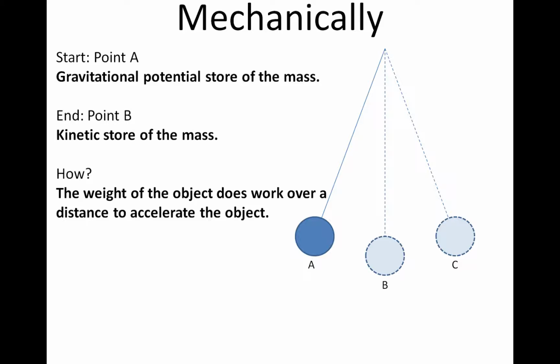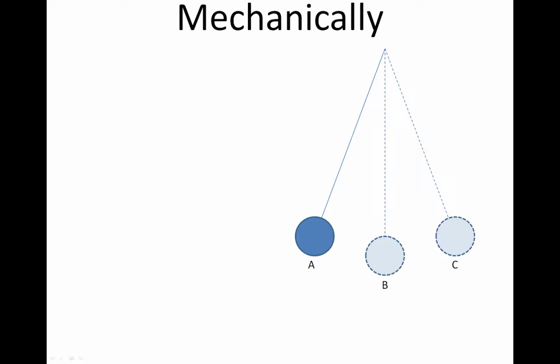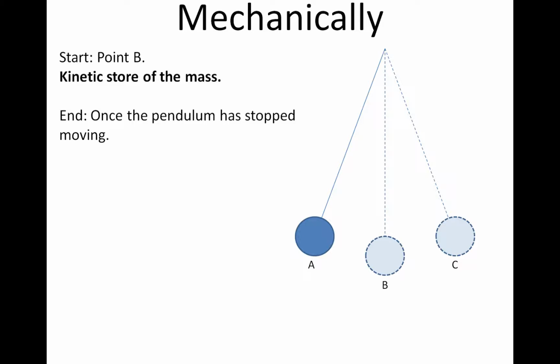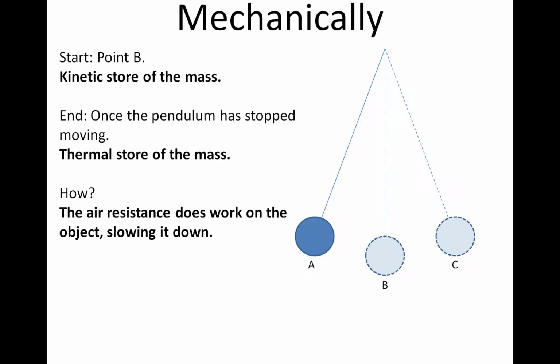So again, it's mechanically. It is the action of a force. Next, same system again, only this time the start point is B, the kinetic store of the mass, and the end point is going to be when the pendulum has finally stopped moving altogether. In this case then, the energy store will be the thermal store of the mass. How did this happen? The air resistance does work on the object, causing it to slow down.